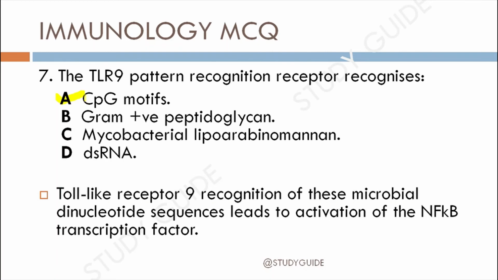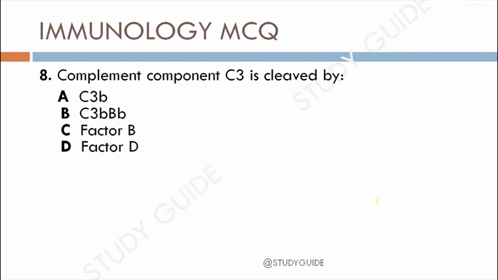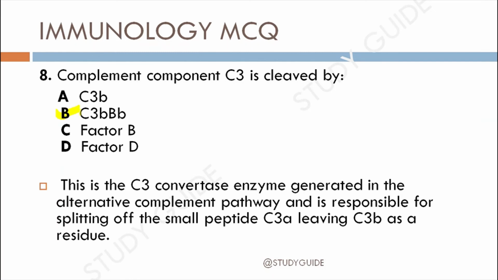Moving toward the next question, question 8. The complement component C3 is cleaved by option A, C3b; option B, C3bBb; and the factor B or the factor D. What could be the answer? Option B is the correct one. This is the C3 convertase enzyme that is generated in the alternative complement pathway and is responsible for splitting off the small peptide C3a, leaving the C3b as a residue.